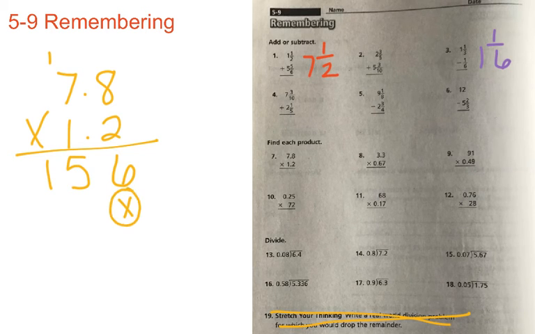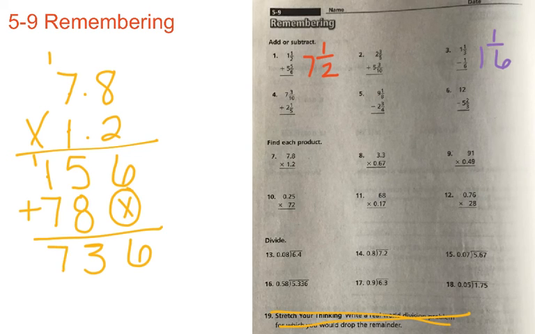Now I need to put down my placeholder. 1 times 8 is equal to 8. 1 times 7 is equal to 7. And now I need to add. 6 plus nothing is equal to 6. 8 plus 5 is equal to 13. Put down your 3, carry your 1. 7 plus 1 is equal to 8, plus 1 more is equal to 9, and so you have 736.